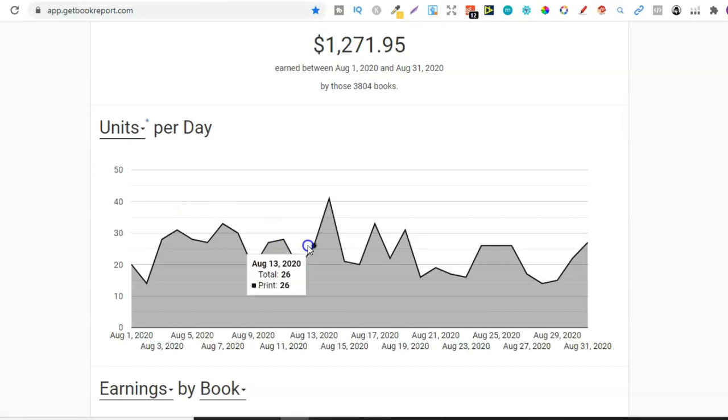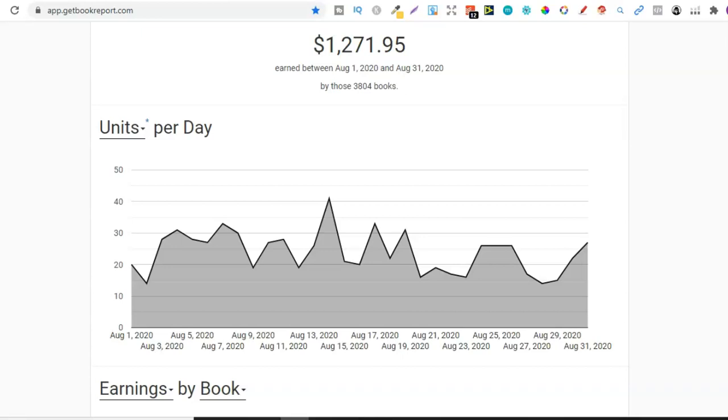Click on there. So my best day I sold 41 units. On my lowest day I only sold 14, and then it was a lot of jumping around, but as you can see, still a pretty good month. Anything over $1,000 I still class as a pretty good month.